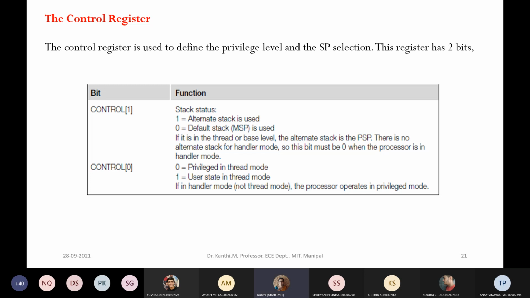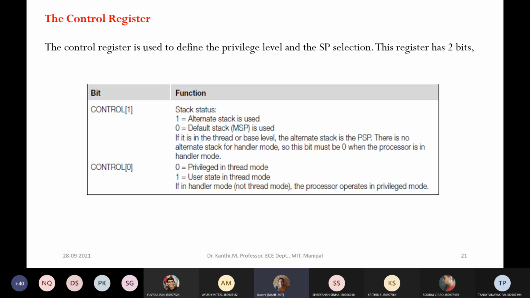If it is in the thread or base level, the alternate stack is the process stack pointer. So there is no alternate stack for the handler mode. So this must be 0 when the processor is in the handler mode. I'm going to show this in the next slide.